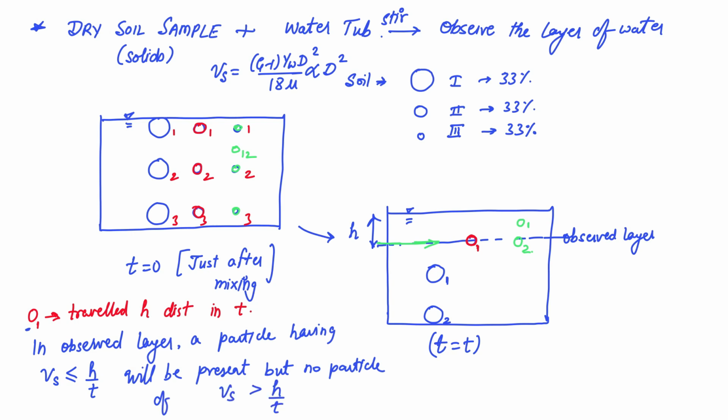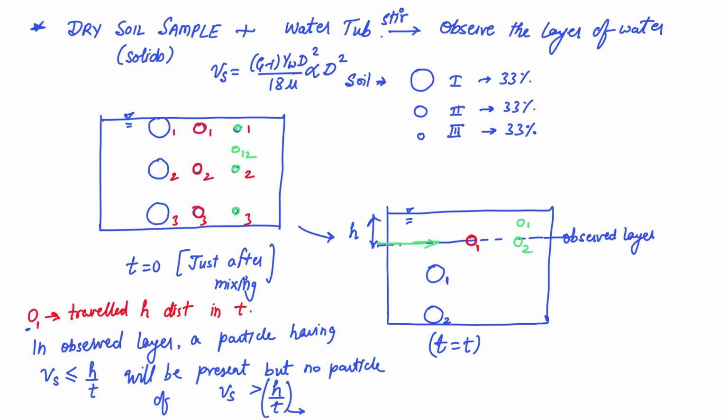And what is h? That is actually taken by mean. What is the time t? That is also again taken by mean. So actually this h by t is depending on mean. And on this particular layer, what is the concentration of solid? That concentration of solid will be depending only on the particles that are having a settling velocity less than or equal to h by t.